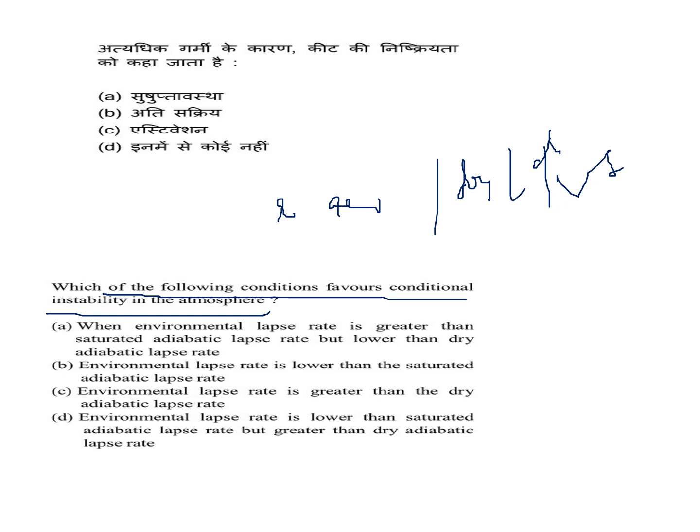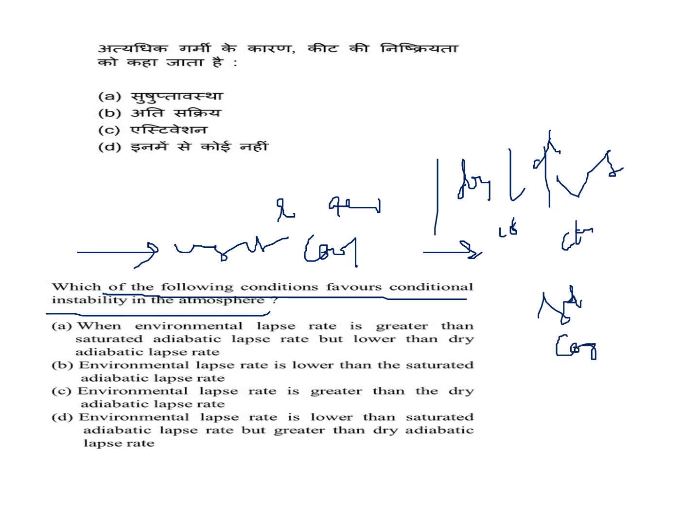So what is the dry adiabatic lapse rate? The rate at which unsaturated air parcels cool as they rise, that is 10 degrees per kilometer. What is the saturated adiabatic lapse rate? The rate at which saturated air parcels cool as they rise, 6 degrees centigrade per kilometer, which is slower due to release of latent heat from condensation.